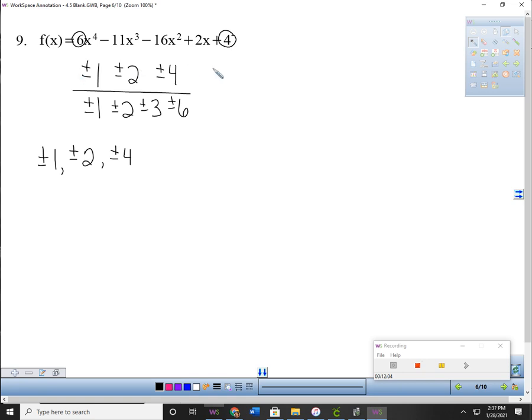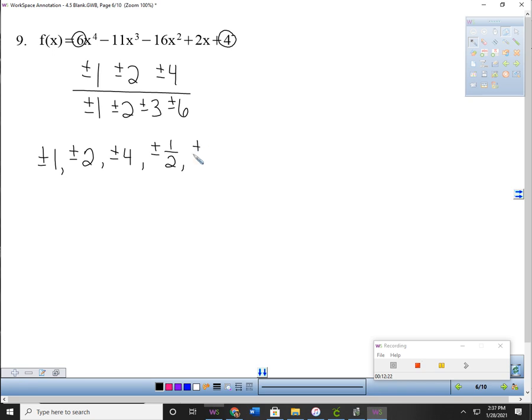Then I need to take everything on top and divide it by 2. So 1 divided by 2 is 1/2. 2 divided by 2, that's 1. We already have that. And 4 divided by 2 is 2. We already have that.